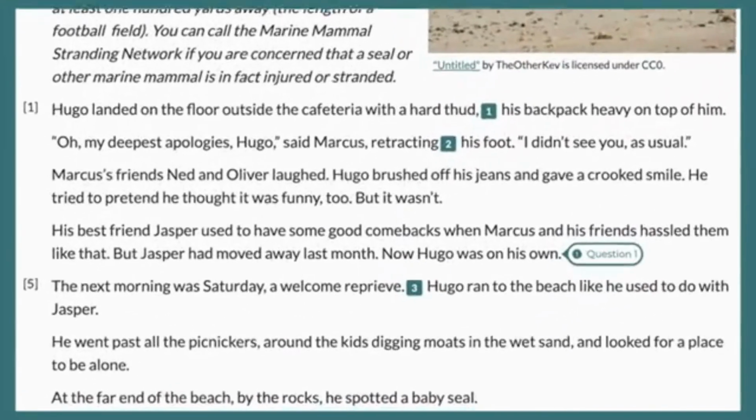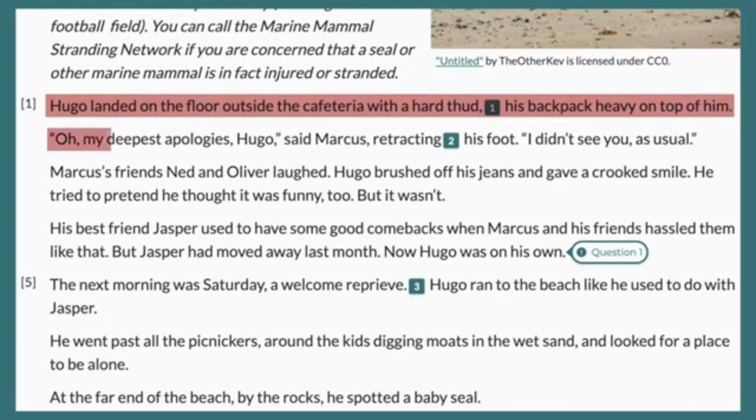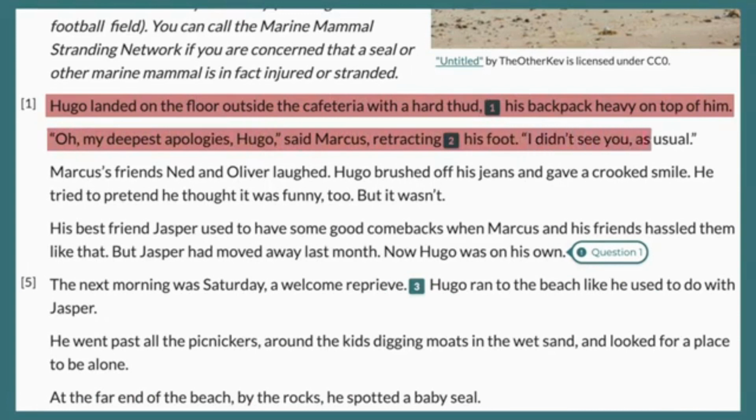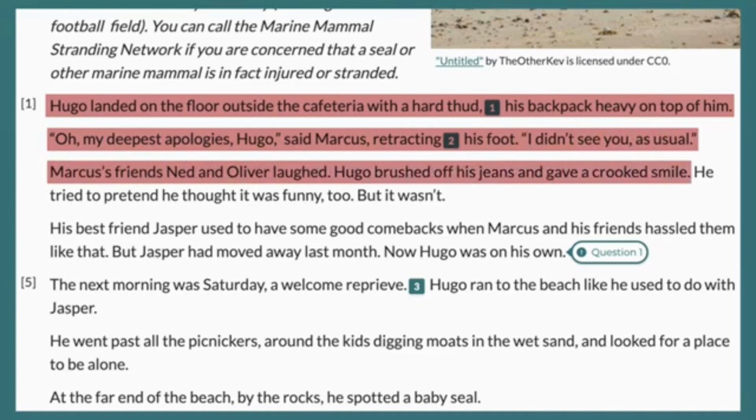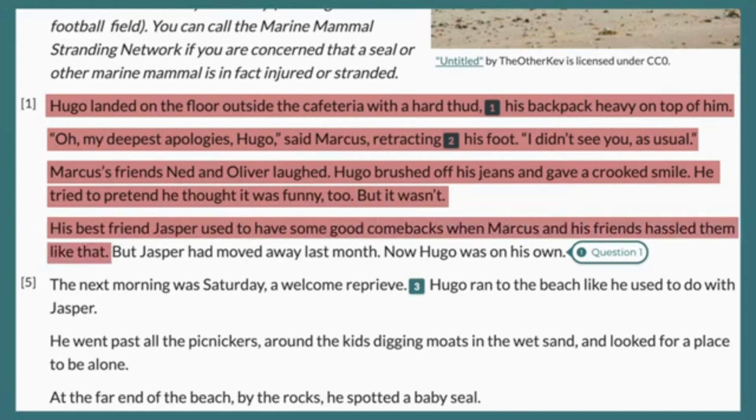Hugo and the Seal. Hugo landed on the floor outside the cafeteria with a hard thud, his backpack heavy on top of him. "Oh, my dearest apologies, Hugo," said Marcus, retracting his foot. "I didn't see you." As usual, Marcus's friends, Ned and Oliver, laughed. Hugo brushed off his jeans and gave a crooked smile. He tried to pretend he thought it was funny, too, but it wasn't. His best friend Jasper used to have some good comebacks when Marcus and his friends hassled them like that. But Jasper had moved away last month. Now, Hugo was on his own.